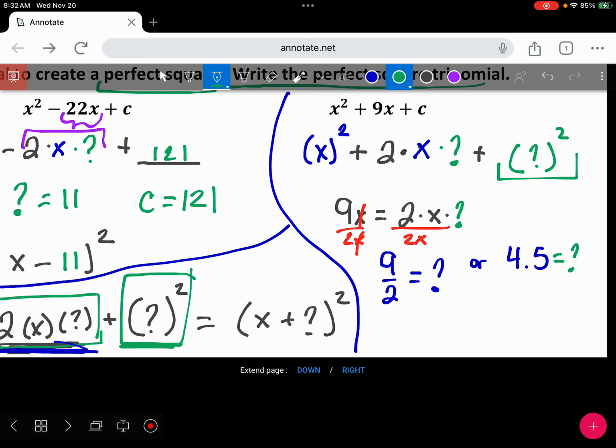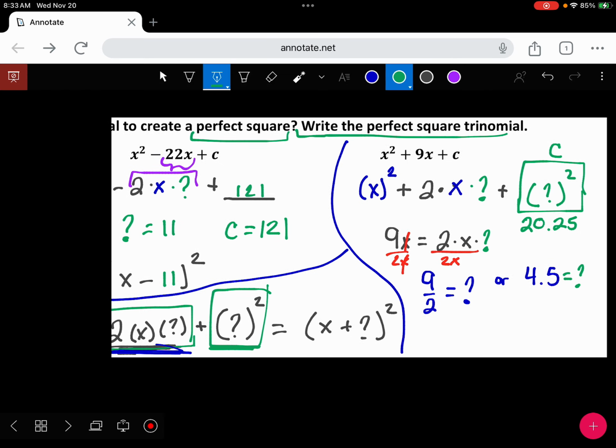So what is the C going to be? This piece that's our C. What's that guy going to be? Yeah, so it's going to be our 4.5 squared, or 9 over 2 squared, so either 81/4 or 20.25. So it's decimally and gross, but that's definitely the hardest one of finding that piece.